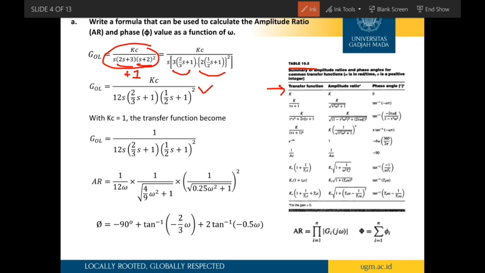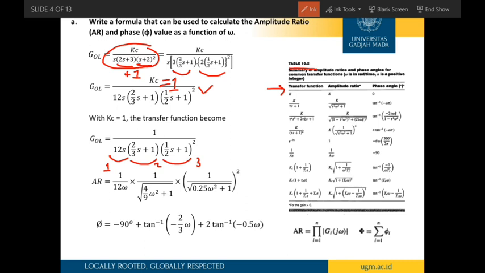And when Kc is equal to 1, we change Kc to 1. The transfer function becomes G open loop equal to 1 over 12s times 2 over (3s plus 1) times 1 over (2s plus 1) squared. Okay. From this transfer function, we can divide it into 3 parts: Part 1, Part 2, and Part 3.